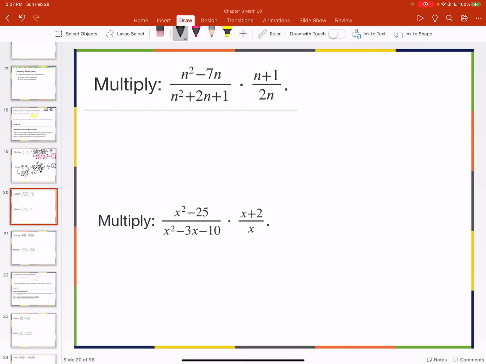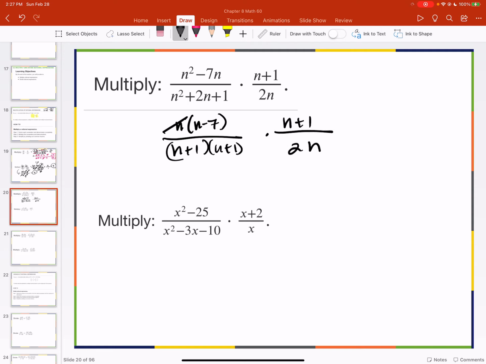So let's go ahead and do some more factoring. So this first one would be n times the quantity n minus 7. On the bottom is n plus 1 times n plus 1, and on the top is n plus 1 over 2n. So then you can see a pair of n's will cancel. This n plus 1 cancels one of the n plus 1's, and then what's left on the top is n minus 7, and the denominator is just 2 times n plus 1, and you can leave it that way. Okay?